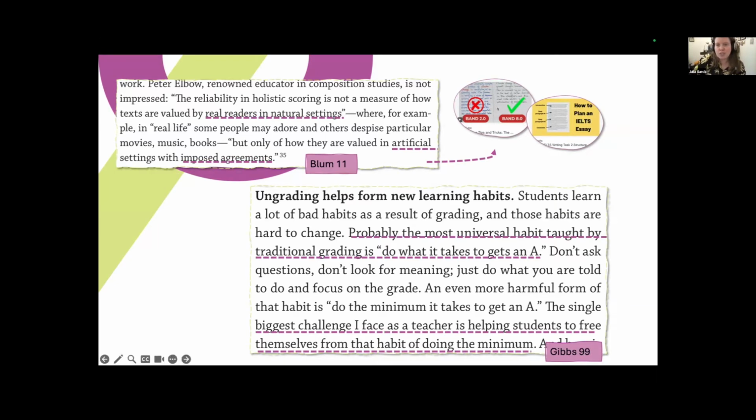I want to use IELTS essays as an example of that. They are very consistently graded all around the world, but they are not very good examples of how people actually and effectively communicate in writing.